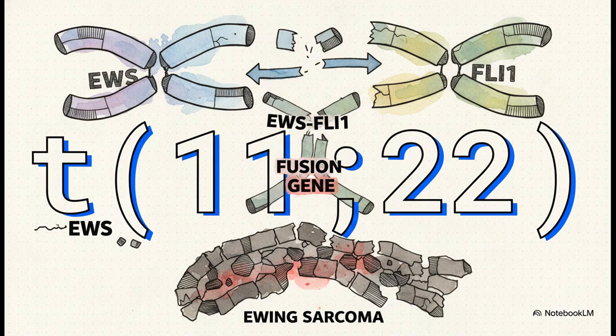For all you exam takers out there, this is absolutely crucial high-yield info. Ewing sarcoma is driven by a very specific chromosomal translocation, t(11;22). This genetic swap produces the EWS-FLI1 fusion gene. That single molecular driver is what sets this entire aggressive cancer into motion.